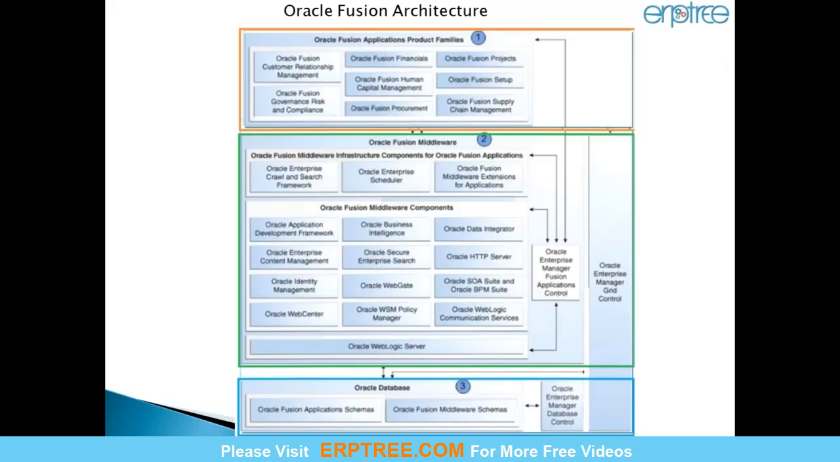And when you come down, you have the database available at number 3: Fusion application schemas, Fusion middleware schemas. There are a lot of other things available, but not much that we need to know about them. The only thing we need to know is which product families are available and on what they are being built. Fusion middleware is what every Fusion application is built on.